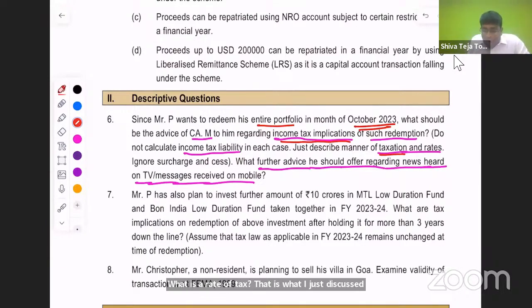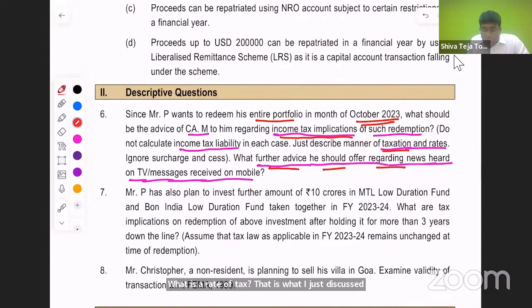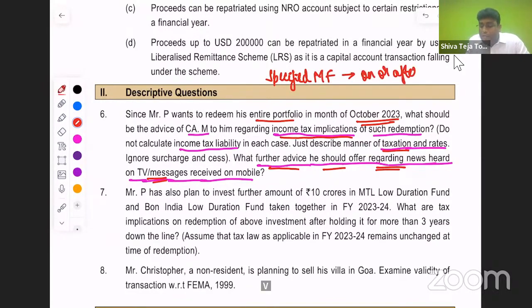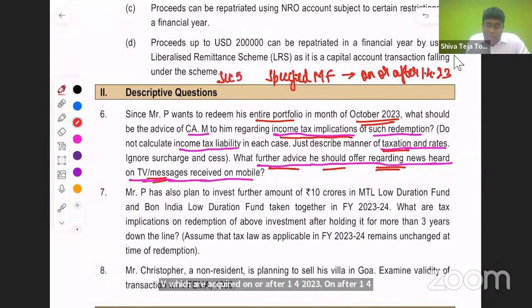Next part, they ask, what further advice you should offer regarding news heard on TV or messages? There is nothing, because the TV or messages, whatever news has come into picture, that is relevant only for specified mutual fund which are acquired on or after 1/4/2023. On or after 1/4/2023, there is an interesting provision which has come up known as section 50AA. In fact, next question, if you look at, that is what it talks about actually. You can see the next question.